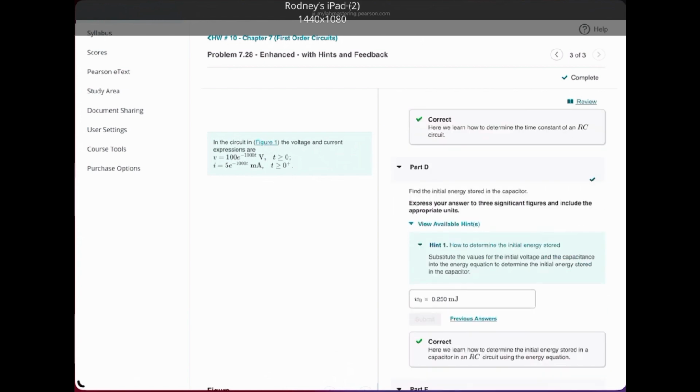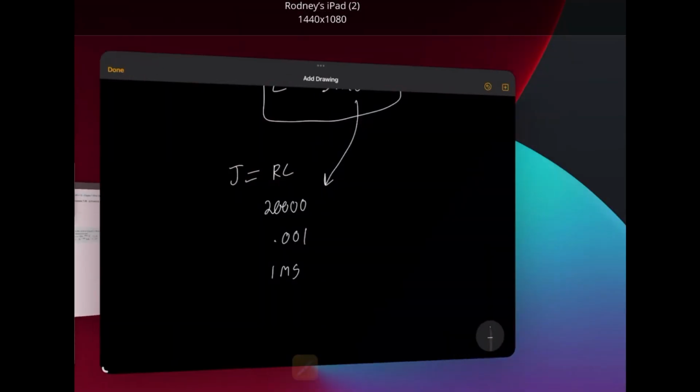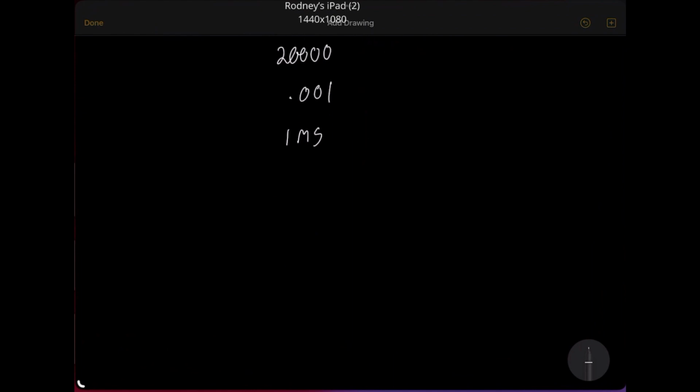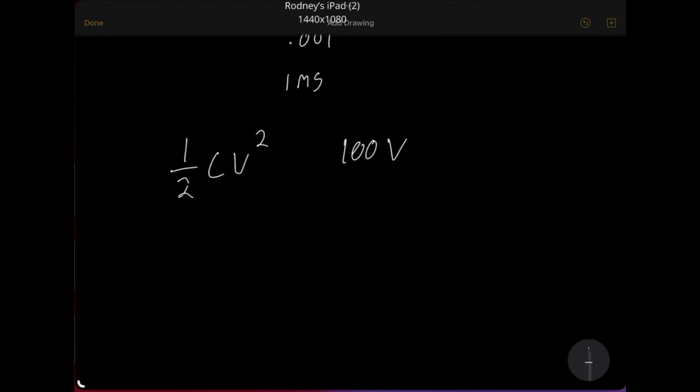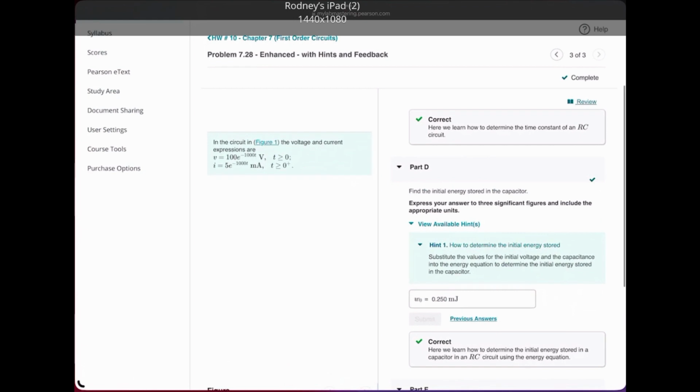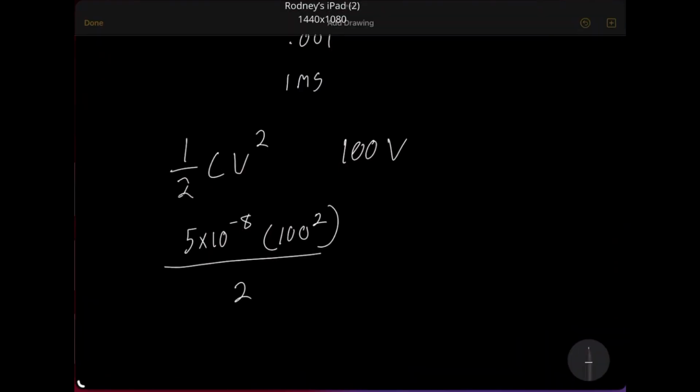Okay. Now let's find the initial energy stored in the capacitor. The formula for that is simply, as given, 1/2 capacitance times voltage squared. We know that the initial value of voltage is going to be 100 volts. So you just plug and chug with this one. It's going to be 5 times 10 to the negative 8 times 100 squared divided by 2. And then you'll get 0.00025 or 0.25 millijoules.